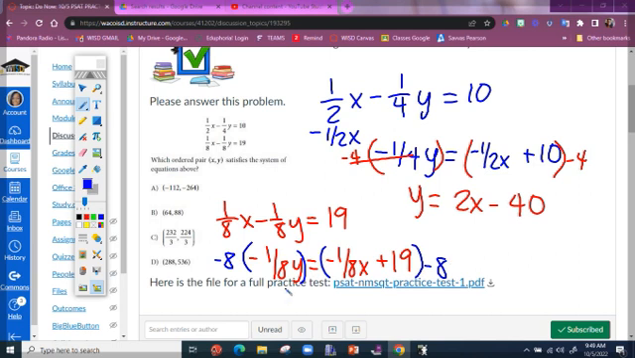So my equation is y equals, a negative times a negative is a positive, and 8 divided by 8 is 1. And 19 times negative 8, we already said was negative 152. So you're going to take these two equations and graph them and see where they intersect. Okay, so we're going to graph that.